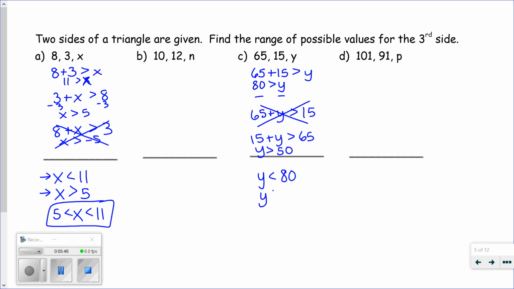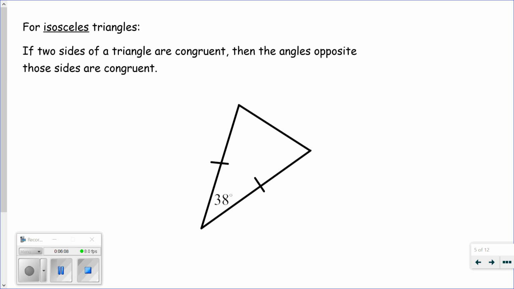Let's record that down here. So now I have y is less than 80 and greater than 50. So I'm going to put that in a range of values. My start value is 50. My maximum value is 80. So y has to be bigger than 50 and less than 80. So that's how I'm going to find the range of values for a missing side.